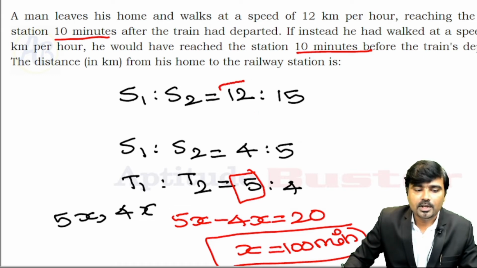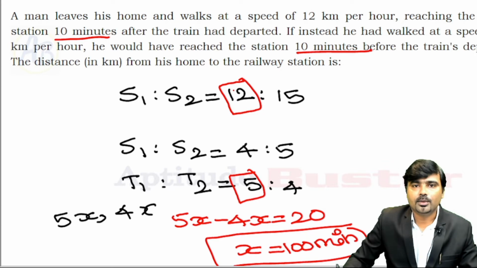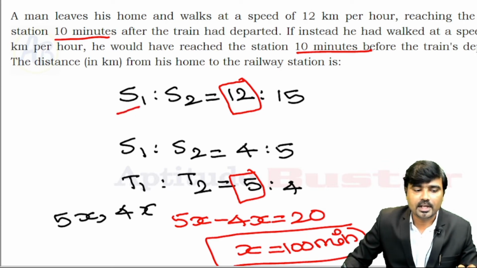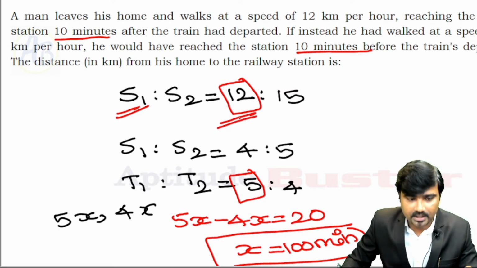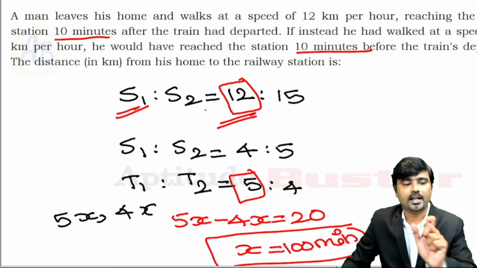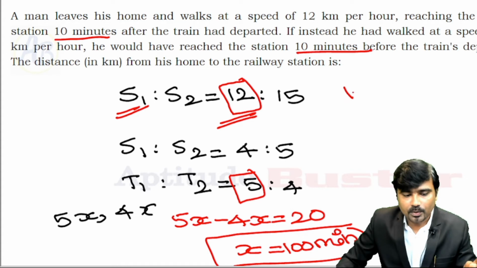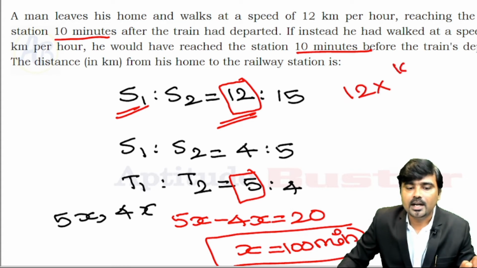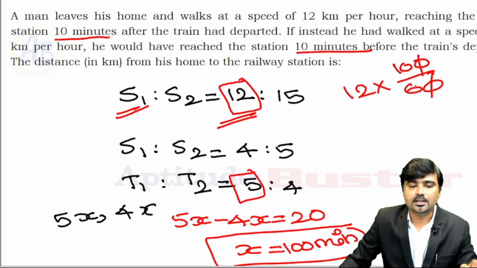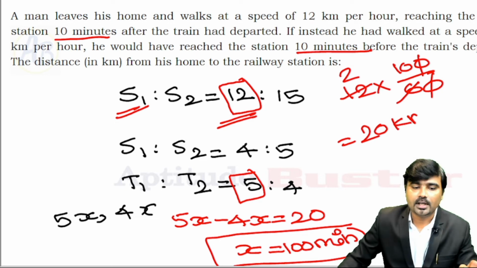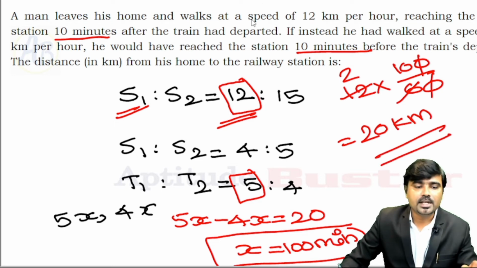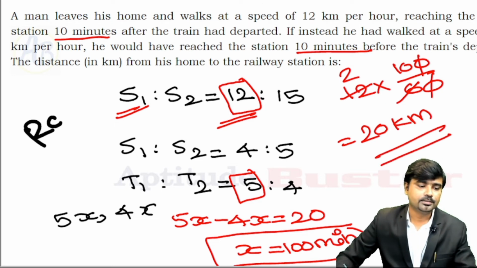What's the S1 speed? 12 km per hour. Okay. In 100 minutes, how much distance? Using this speed, how many kilometers can he travel? So 12 into 100 divided by 60. The 0 gets cancelled. This is 2 times 10. So the answer is 20 kilometer. Have you understood? This is based on ratio.